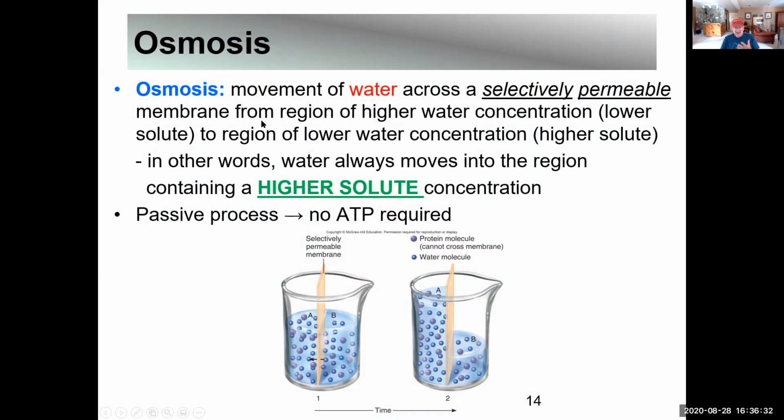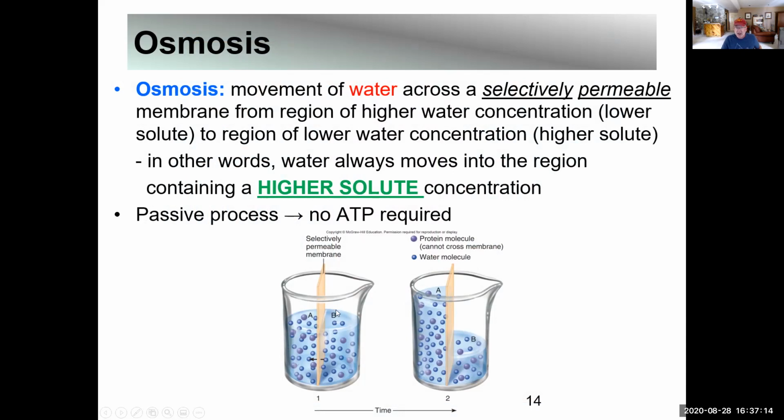So I'm going to redefine osmosis as the movement of water across this selectively permeable membrane from a region of high water concentration or lower solute to a region of lower water concentration or higher solute. Now, again, a solute is a substance that's being dissolved. So water is always moving toward a higher solute, toward a lower water concentration. Again, this is passive. This does not cost the cell any energy.